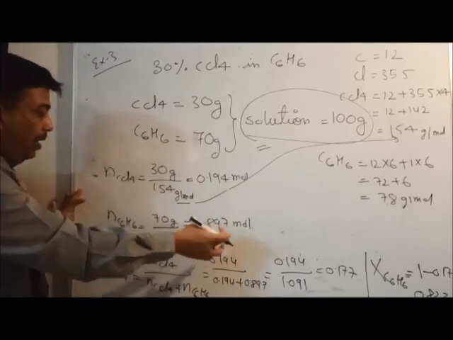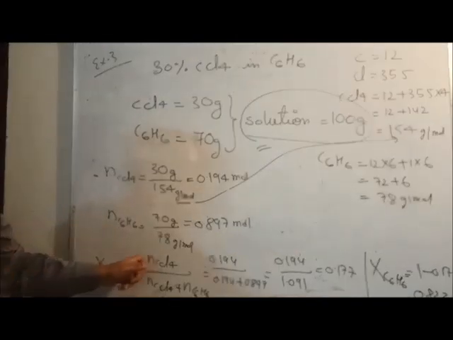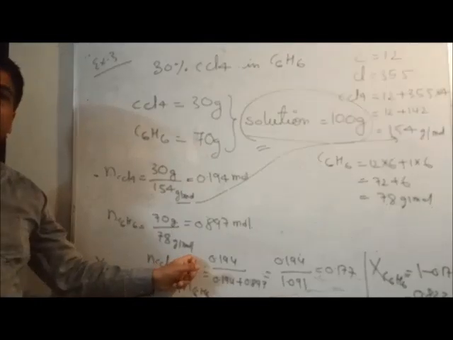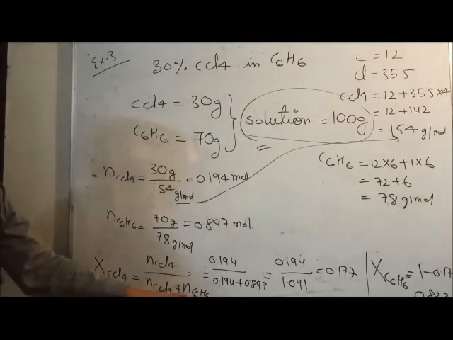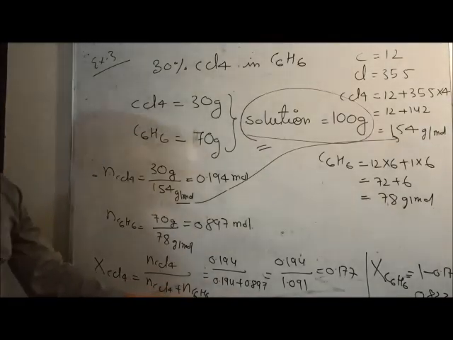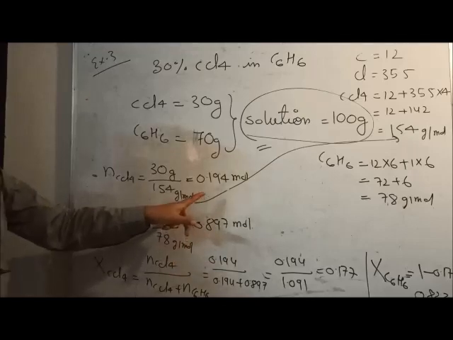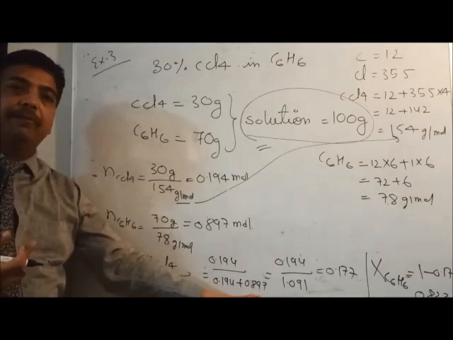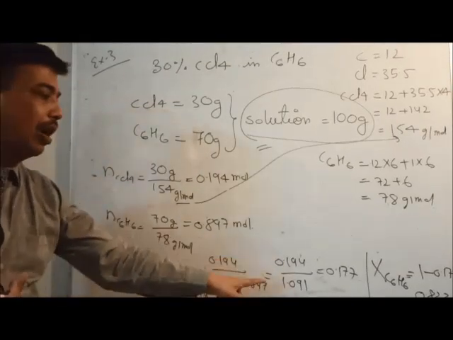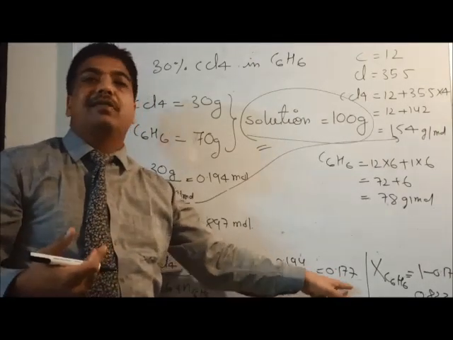0.897 mole. Now to find out the mole fraction of CCl4, the mole fraction of carbon tetrachloride is equal to mole of carbon tetrachloride divided by total number of moles present in the solution, which is nCCl4 plus nC6H6. So the values 0.194 divided by 0.194 plus 0.897, both are being added, and on solving you get the mole fraction of carbon tetrachloride as 0.177.